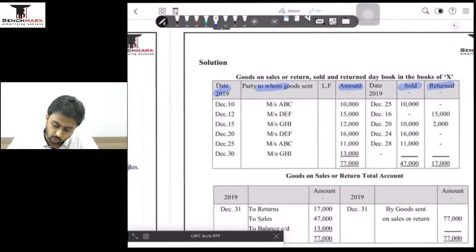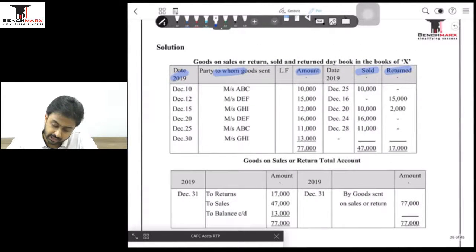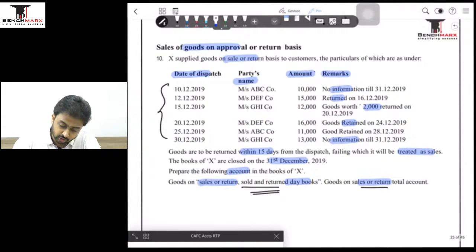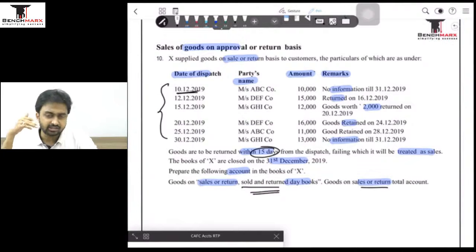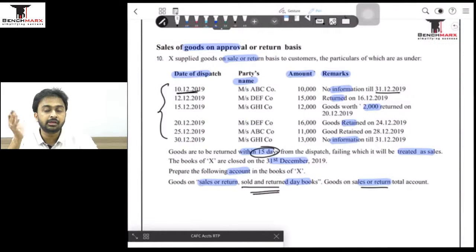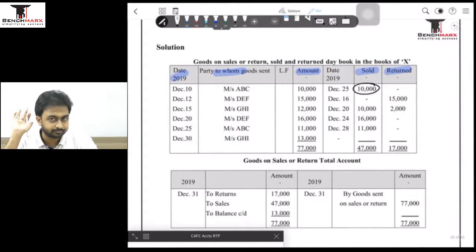So I think who has told yes and no. As far as ABC is concerned, no information is given. ठीक है, तो ABC किधर गया अपना. हाँ, तो अगर इन्फॉर्मेशन 31st तक नहीं आया. So what is the date of the transaction? The date is 10th and the approval period is 15 days. That is somewhere between 25th and 26th of December. If no information is received till 31st, then we deem it to be sales. Because of this, it is entered in the sold column.